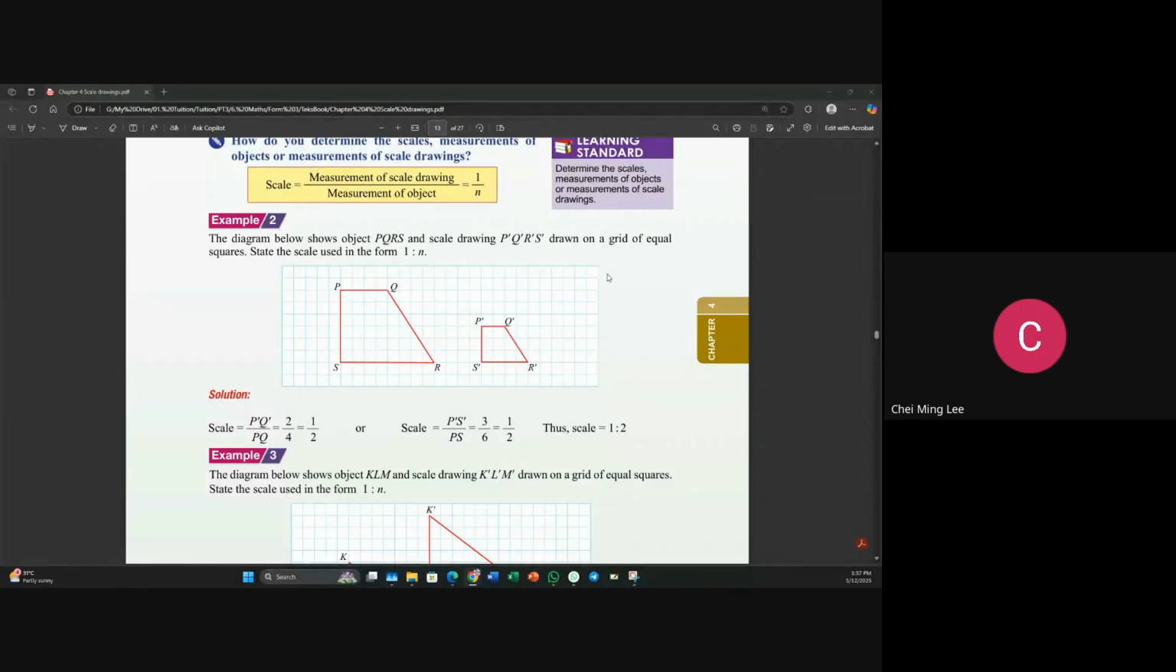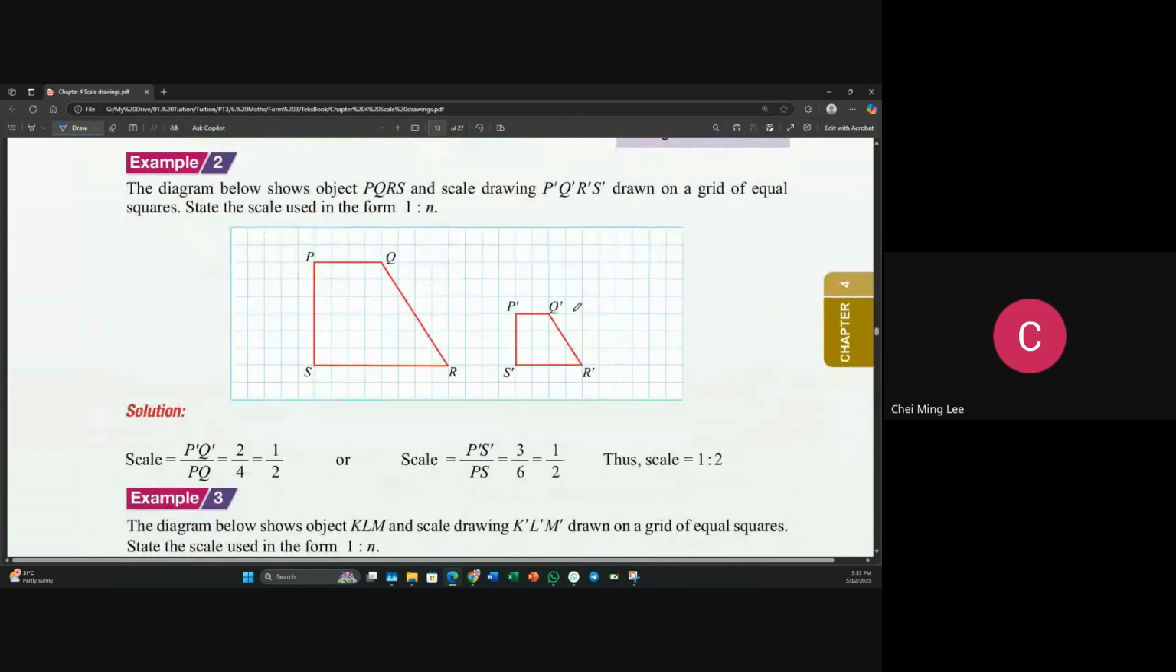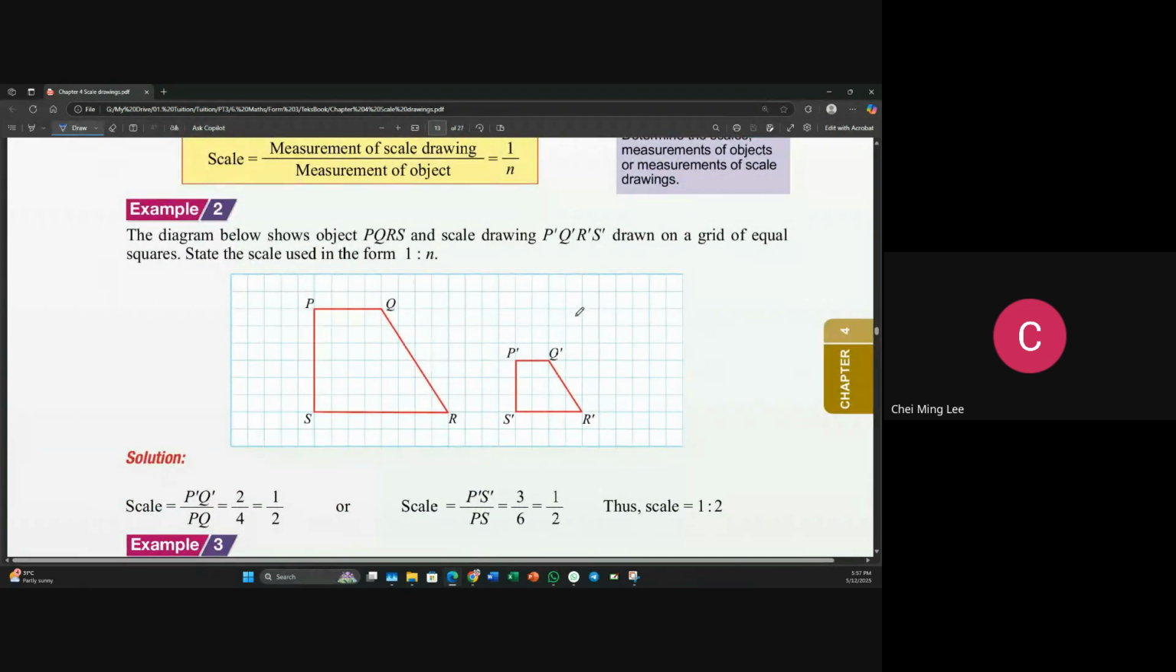This one we call prime. You see, there's a dot here, right? This one normally we call prime. Prime is normally used for image. Image, object, image. Image is the one that you draw, the scale drawing.